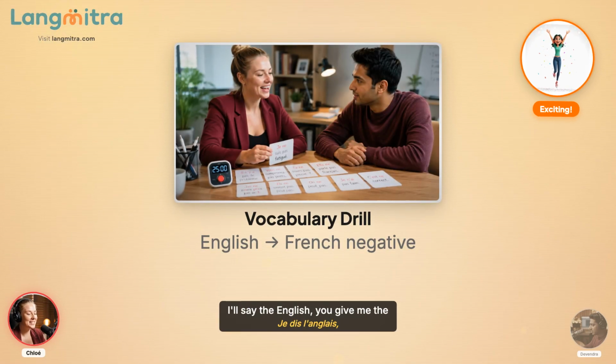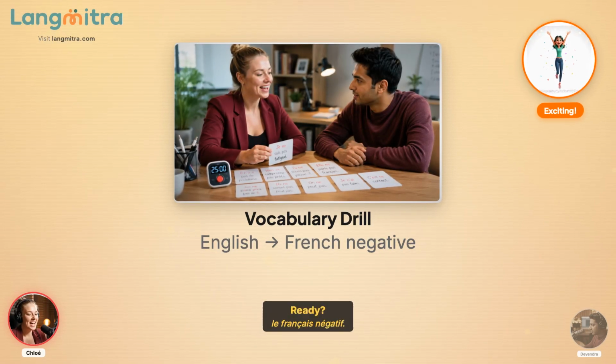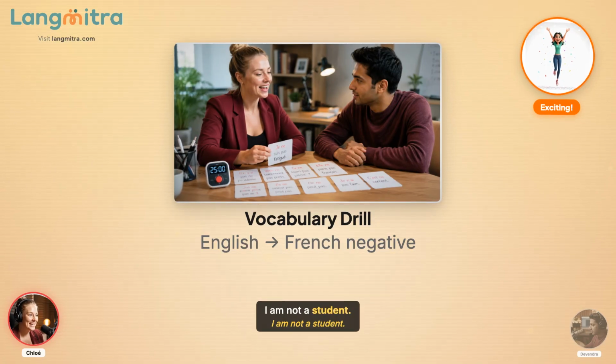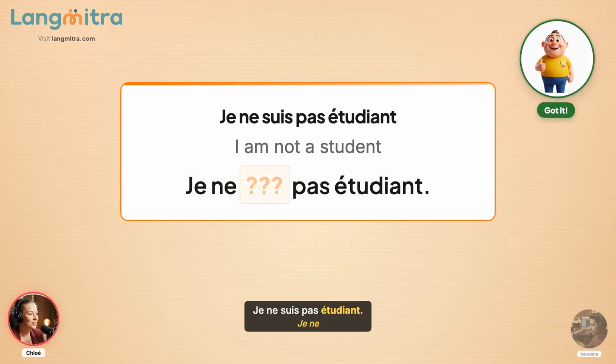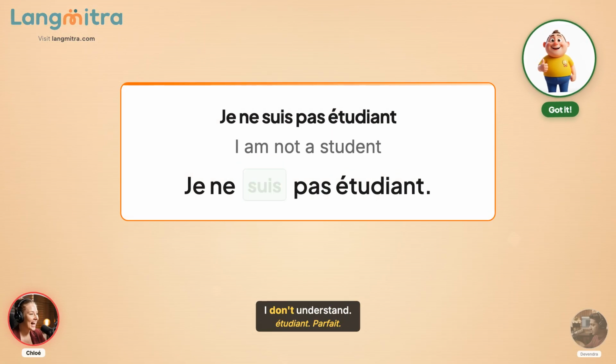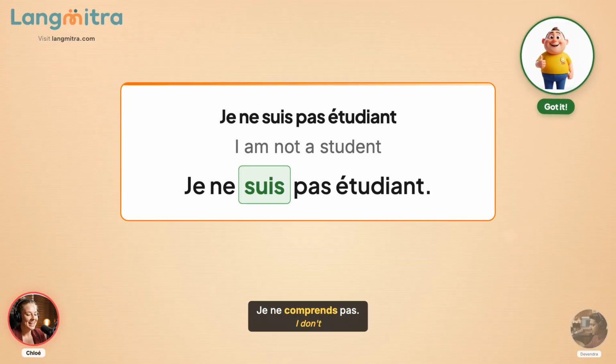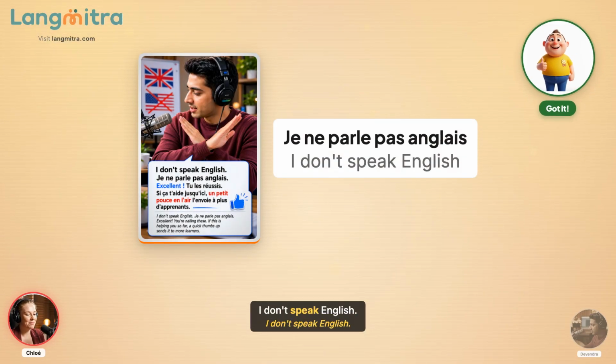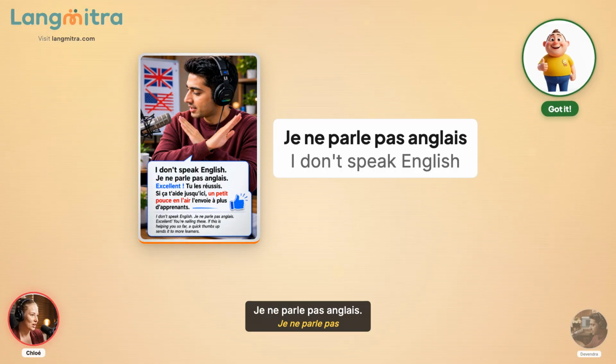Okay, let's do a quick vocabulary drill before we move on. I'll say the English, you give me the French negative. Ready? Ready. I am not a student. Je ne suis pas étudiant. Perfect. I don't understand. Je ne comprends pas. Great. I don't speak English. Je ne parle pas anglais.